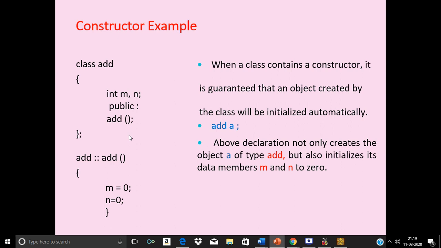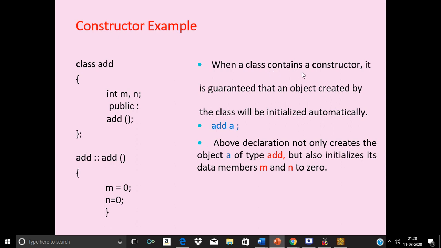If I want to define this constructor out of the class, the normal syntax, that is how we declare a member function out of the class, we need to follow for defining the constructor out of the class. So this is the same syntax: the name of the class, scope resolution, name of the function. But this is a special member function, that is add, and here we are initializing values 0, 0 to the data members m and n. So this is the definition of the constructor.